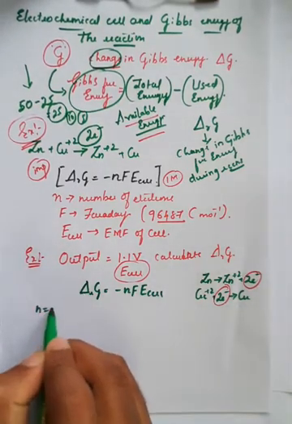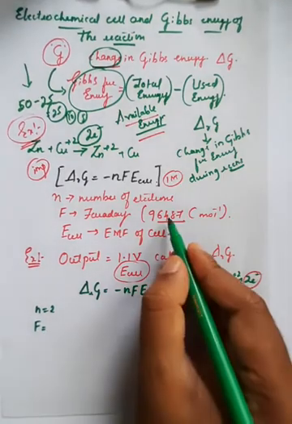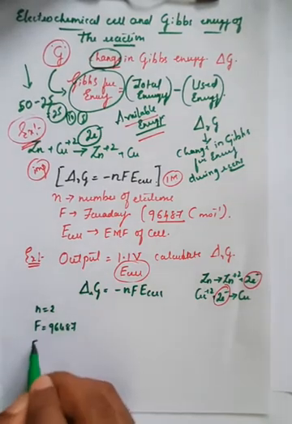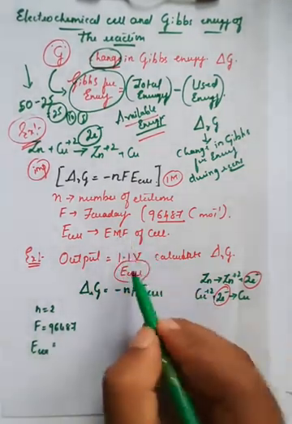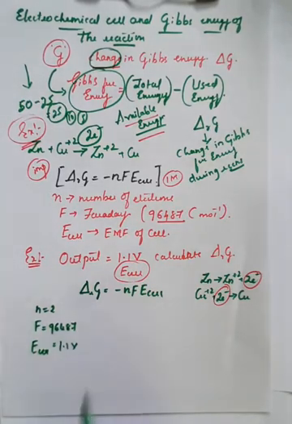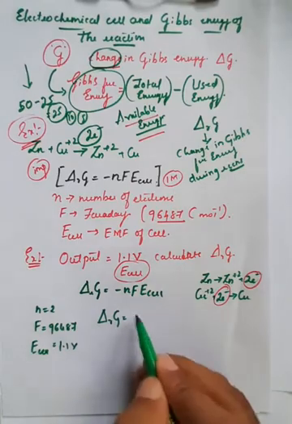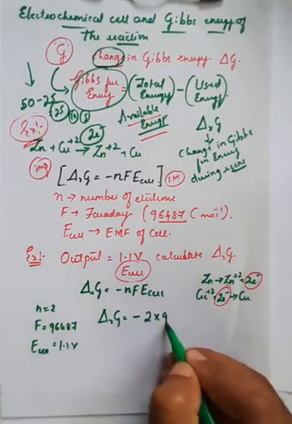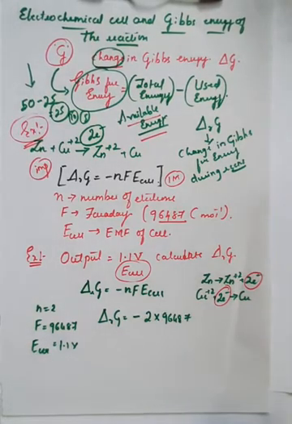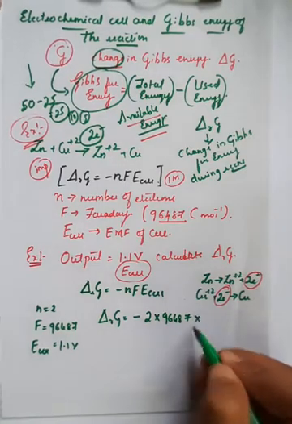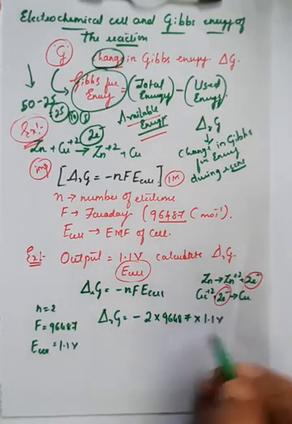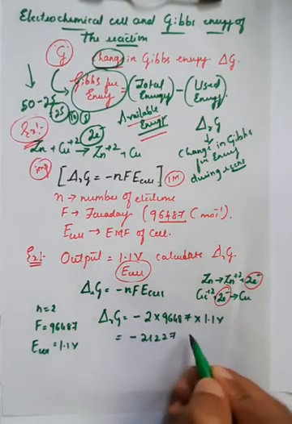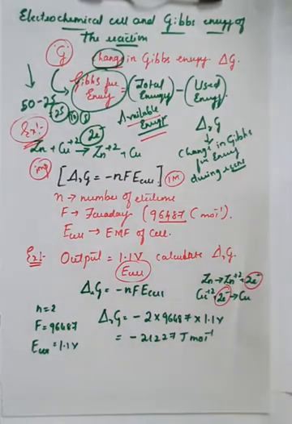Here n value is equal to 2, and already we know the F value, that is 96,487, and the total EMF of the cell they have given is 1.1 volt. By applying this, delta R of G is equal to minus n, which is 2, multiplied with the Faraday value 96,487, into the total EMF of the cell, 1.1 volt. If you calculate it with the help of a calculator, you'll get minus 21,227 joules per mole.